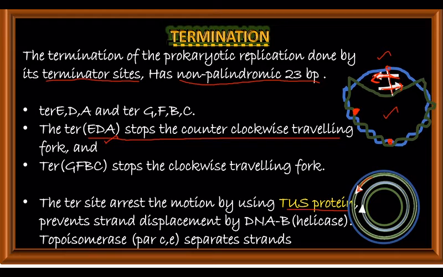It prevents strand displacement by the DnaB helicase so that further unwinding of DNA will be prevented, so that the DNA helicase cannot move. And after that, topoisomerase along with par C and E genes, these 2 genes along with the specialized topoisomerase, separates the strands. So at the end of replication, 2 daughter DNA will be produced, thus the termination.